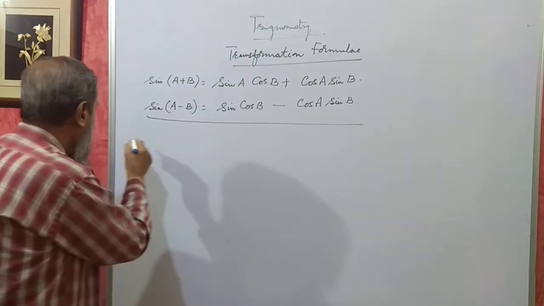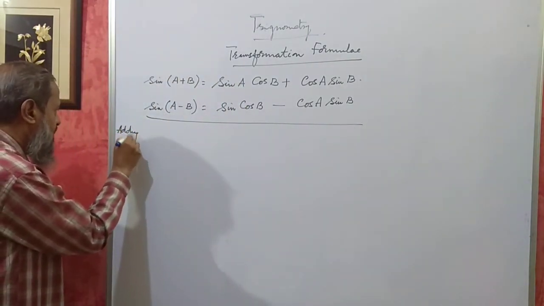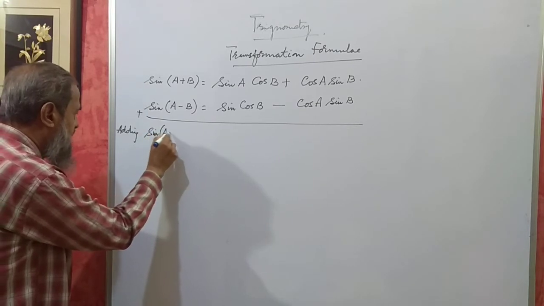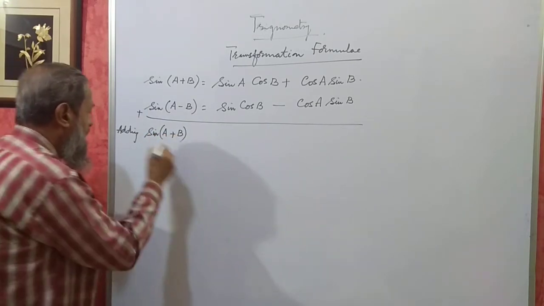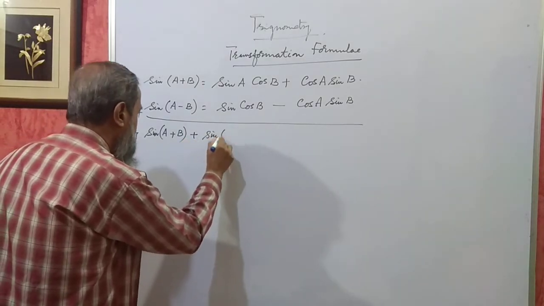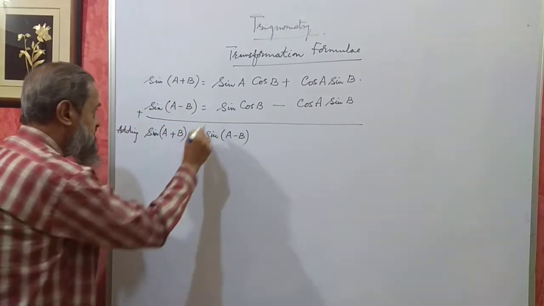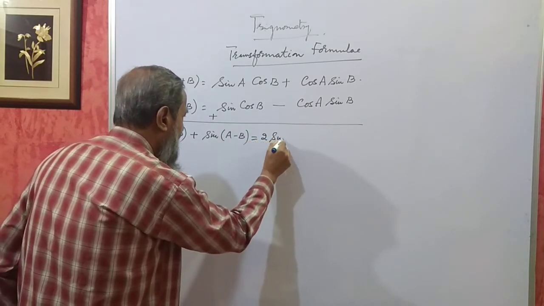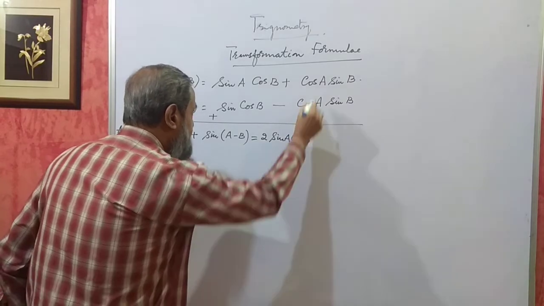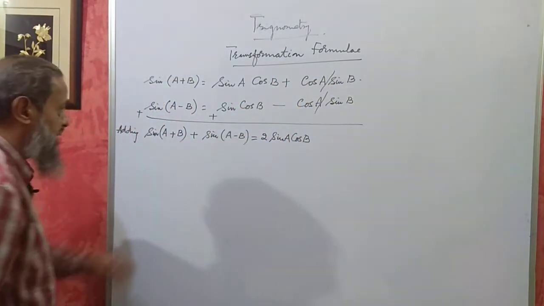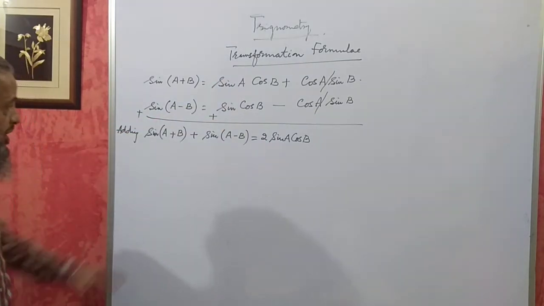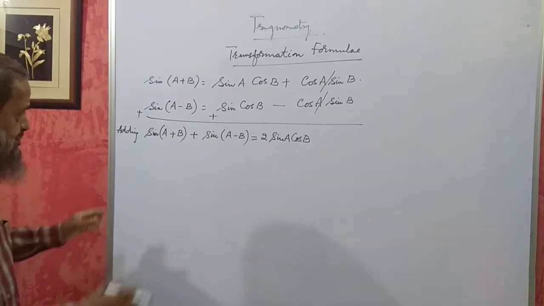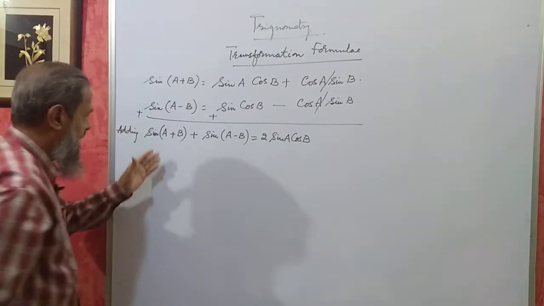Now, if I add these two equations, what do I get? This will be sine of A plus B plus sine of A minus B. Now, sine A cos B plus sine A cos B will be 2 sine A cos B. And this gets cancelled because one is plus and the other one is minus. When you add, they get cancelled. So, it is sine of A plus B plus sine of A minus B. This is the sum of two sine functions.